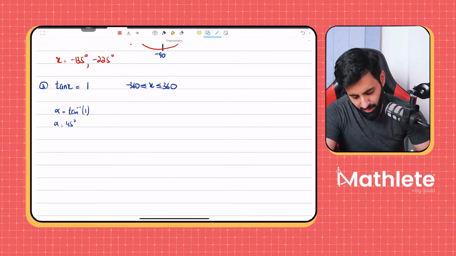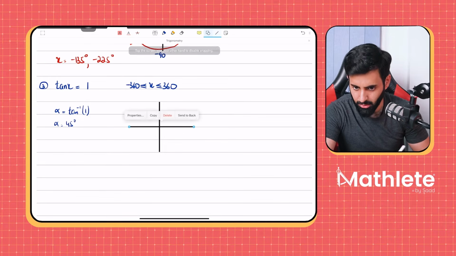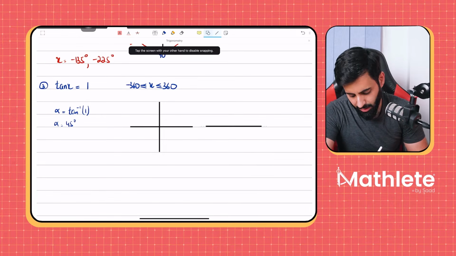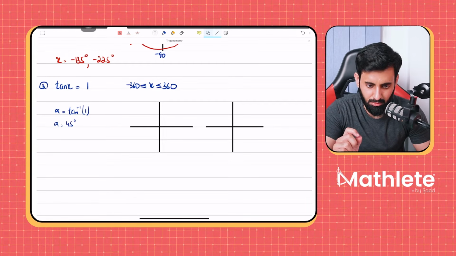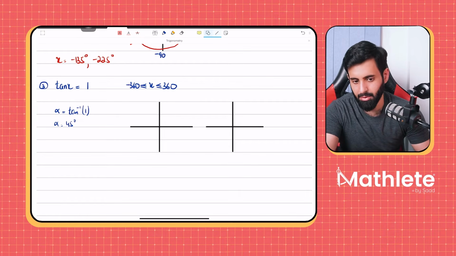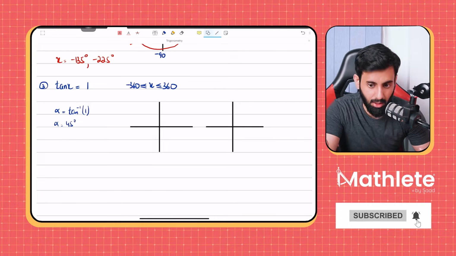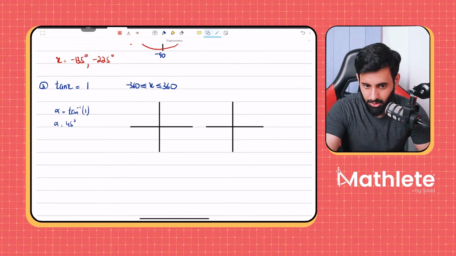Okay. What do I mean by that? Make one set of quadrants to cover the range that is from 0 to minus 360, and then make another quadrant to cover the range that is from 0 to 360. Okay, so 0 to minus 360, and then from 0 to 360. Or you can say from minus 360 to 0, and then from 0 to 360.